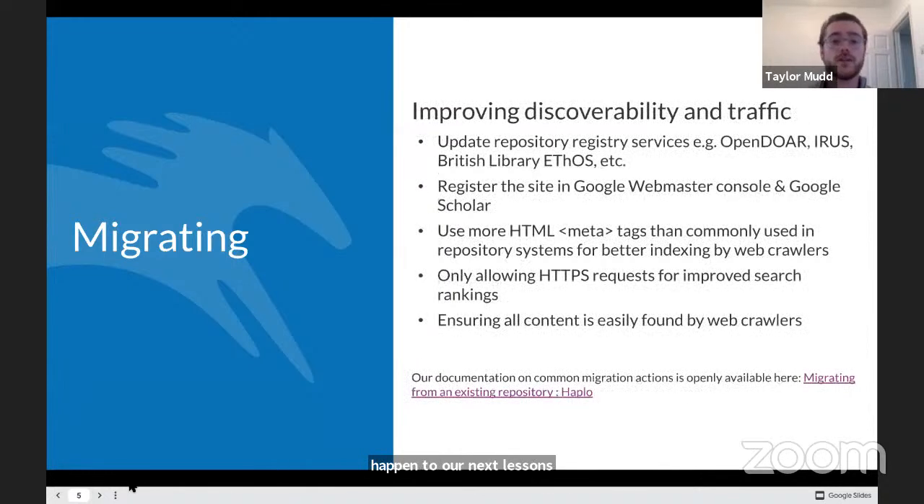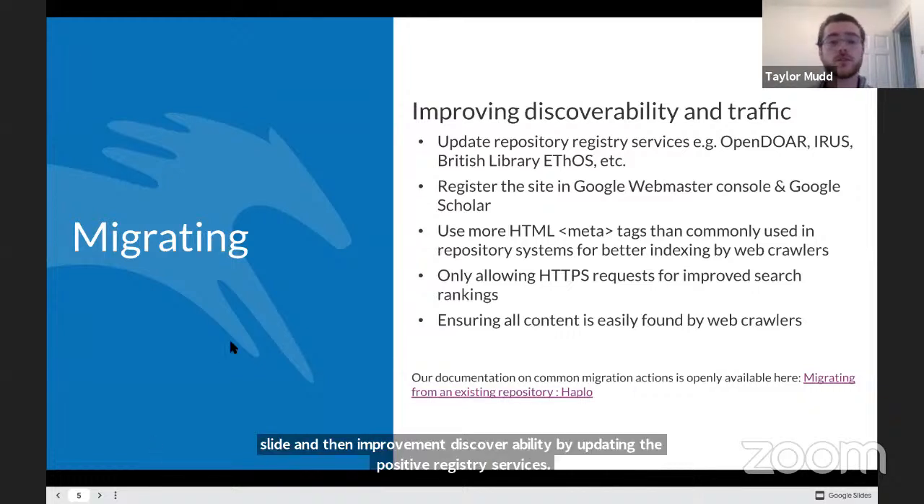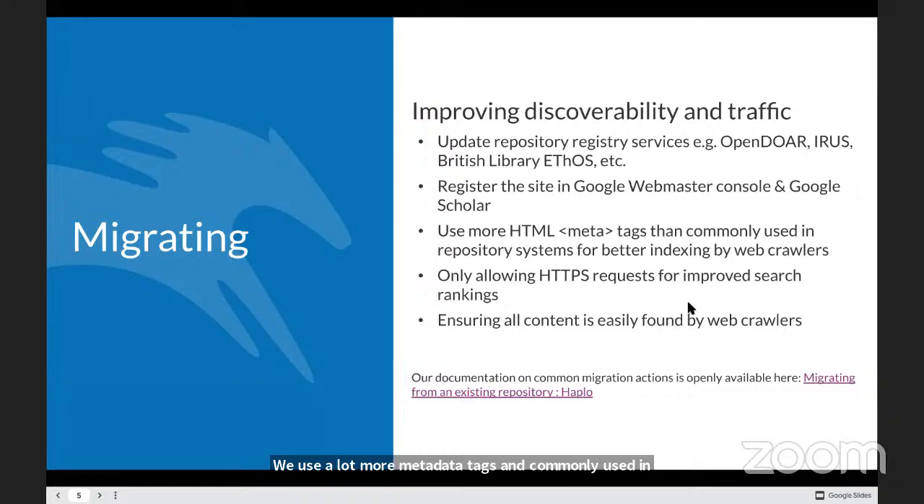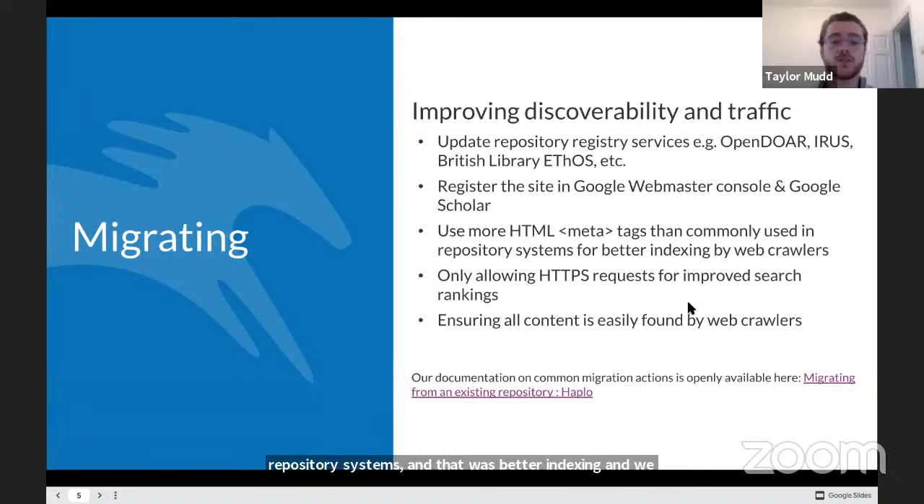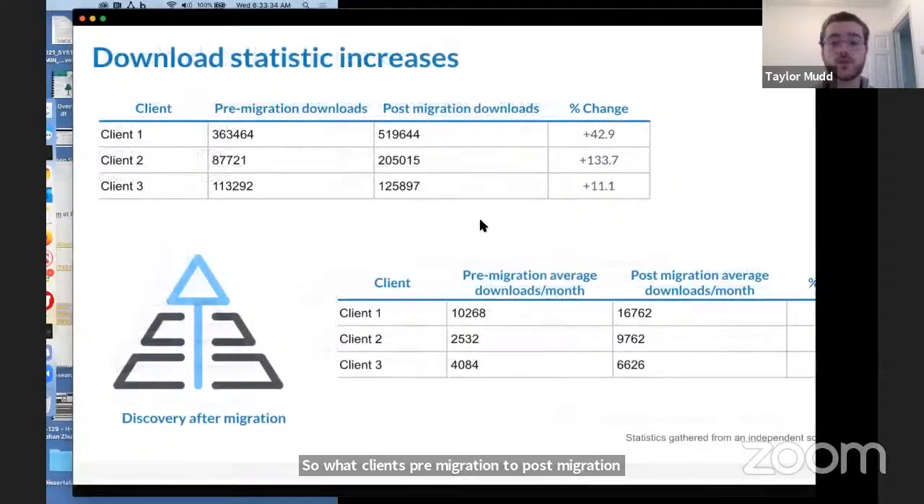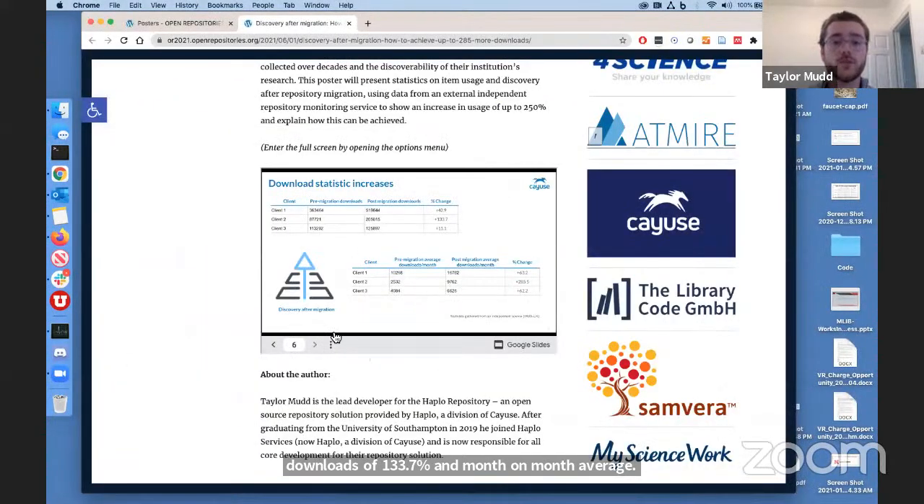Then improving your discoverability by updating repository registry services, registering in Webmaster Console and Google Scholar. We use a lot more metadata tags than commonly used in repository systems, and that allows better indexing. And we only allow HTTPS requests for improved rankings as well. And next slide, please. And these are some of the results that we've achieved. Some of our clients, pre-migration to post-migration, downloads up 133.7%, and month-on-month average downloads going up by as much as 285. Thank you all for your time.